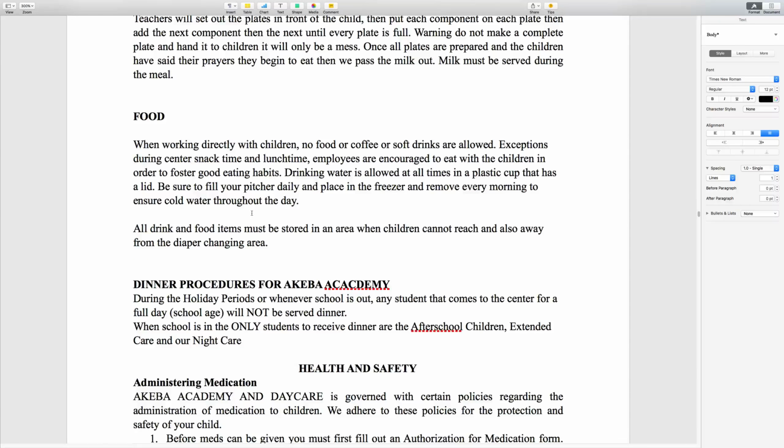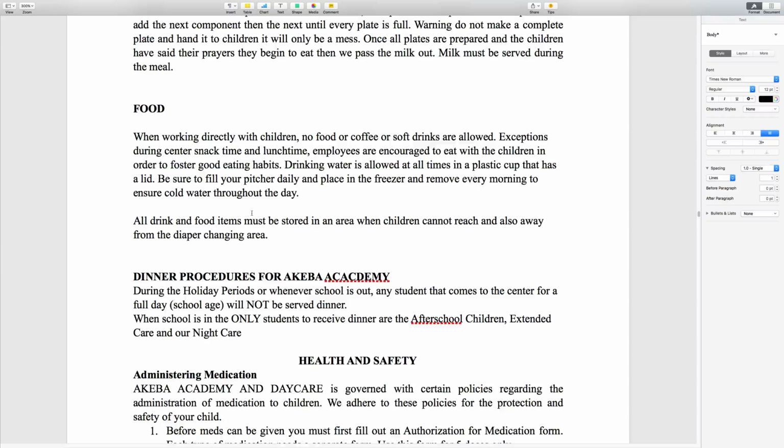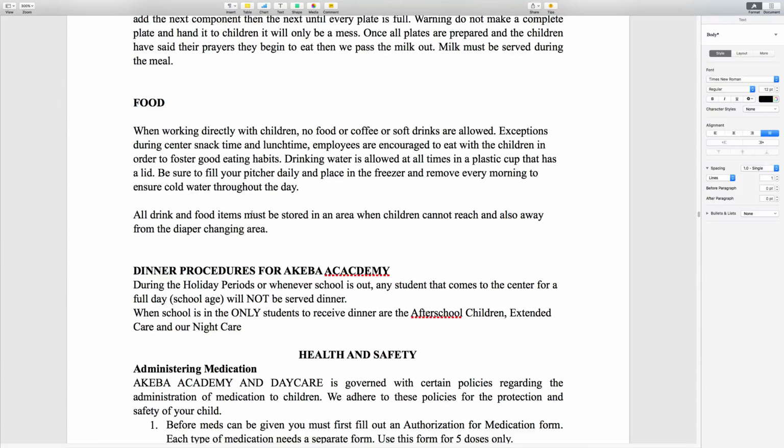We ask for them to limit their food. Coffee and soft drinks are not allowed while working directly with children, because sometimes they'll pull your drink and you didn't even know they pulled it.